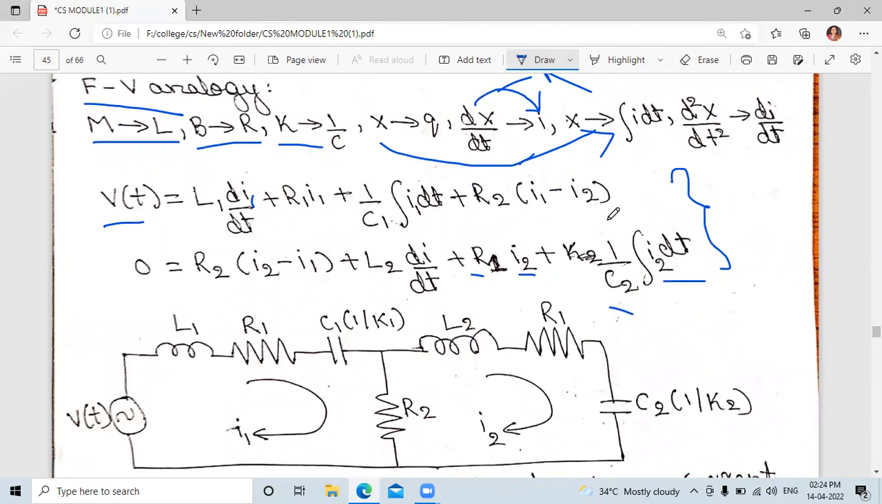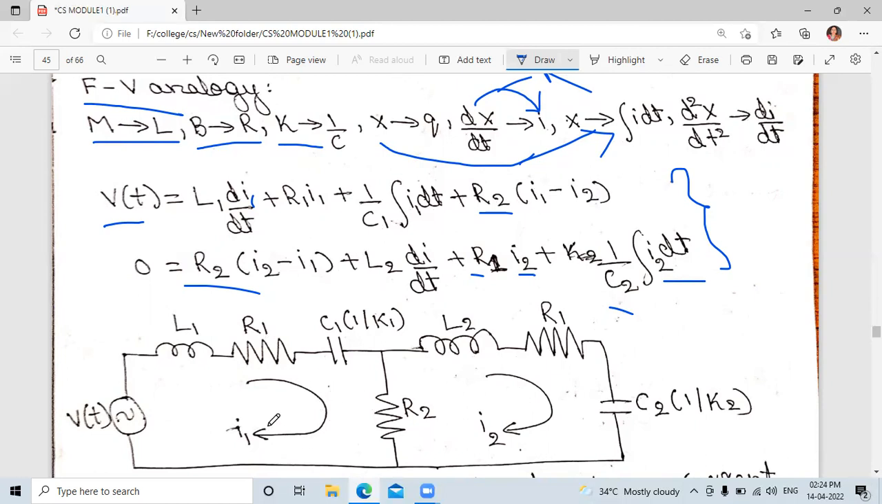One thing you need to observe is that for two loops, this is a force voltage analogy. One element is connected to both. What is that? Resistance. You can observe in the equation, it is I1 minus I2 and here it is I2 minus I1. So by seeing the equation only we can say R2 is common to both. We should consider it for both the loops, for loop 1 and also for loop 2. This is loop 1, this is loop 2.